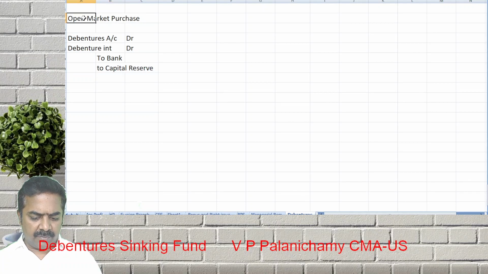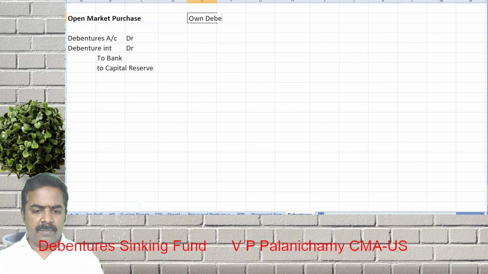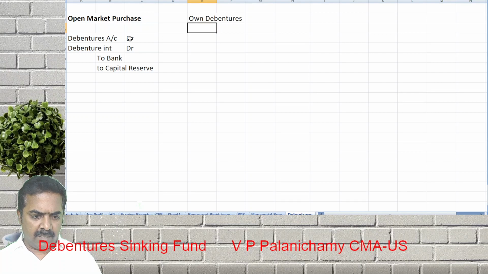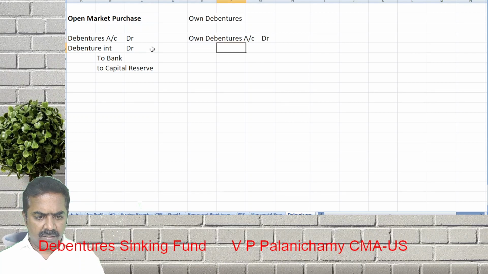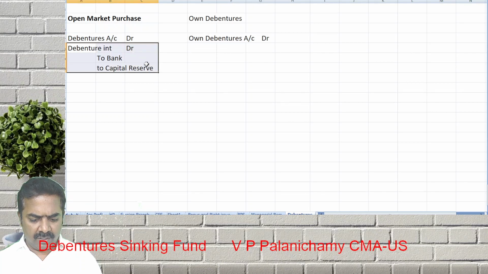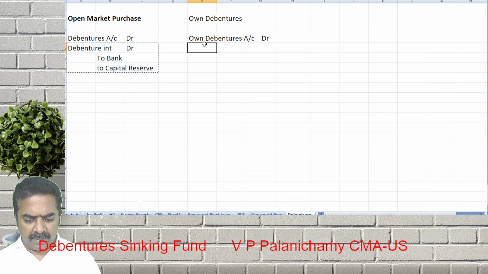Or it can be in the form of purchase for cancellation. What can we do? You can do own debentures purchase also. For own debentures purchase, what entry will we pass? Own debentures account debit. Then debenture interest will be as usual. To bank will come, but capital reserve will not come. Only when it is cancelled will it come.